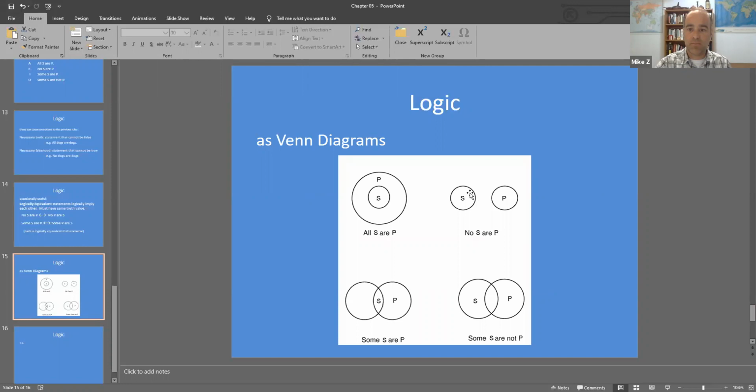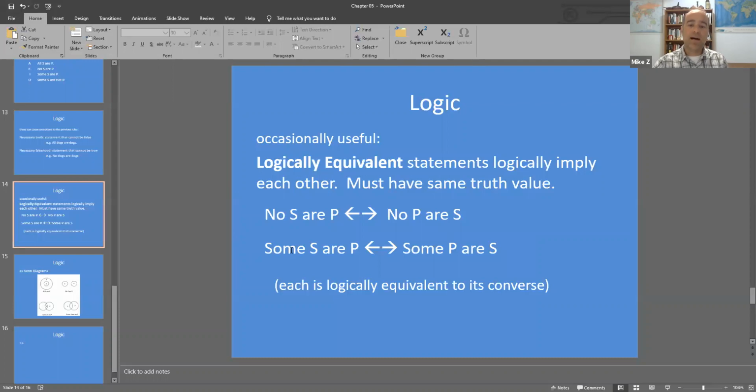Okay, well then that's represented by this Venn diagram, right? No S's are overlapping with the P circle at all. Well, if that's true, then the reverse is true too, right? That no P's are S's. If there's no overlap, then there's no overlap. Okay, then how about this one? If it's true that some S's are P, then it's also got to be true that some P's are S's. And this is one we've drawn attention to a few times now. Some S's are P means that there's overlap between the S circle and the P circle. But if there's overlap between the S circle and the P circle, then it's also going to be true that some P's are S's.